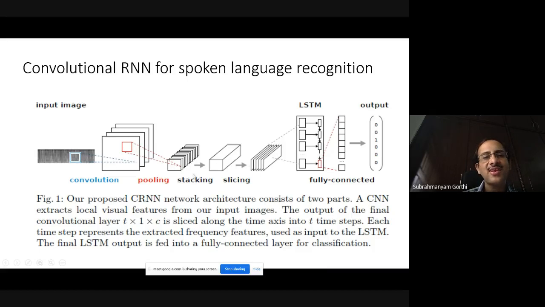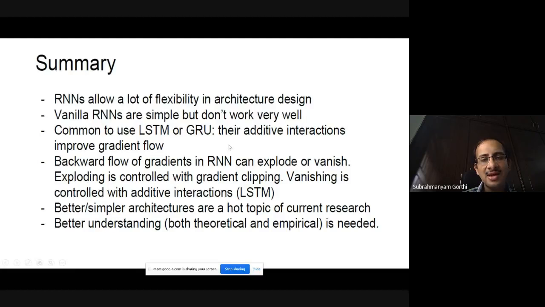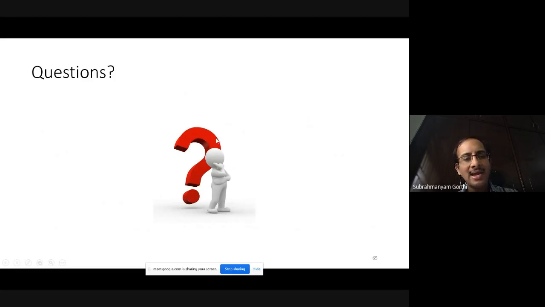Say in speech processing, for example, you extract features through a CNN because speech is a temporal thing. You can connect these features through an LSTM or RNN and give a better classification: which is the spoken language here, or who is the speaker, and so on. So there are plenty of applications that you can do if you understand both RNNs and CNNs together. Right, that's all the discussion I had.